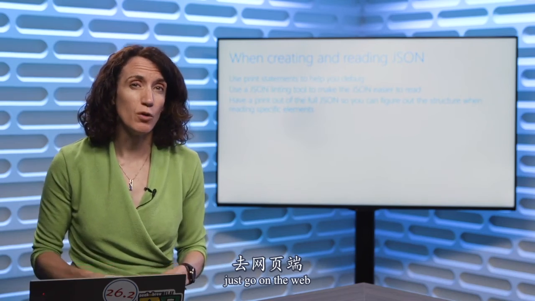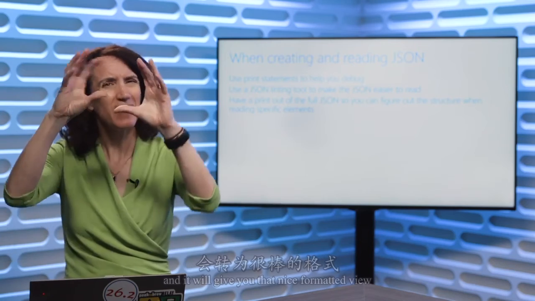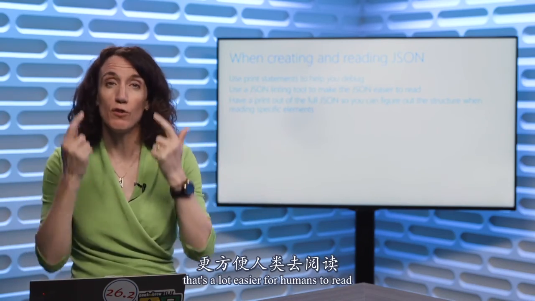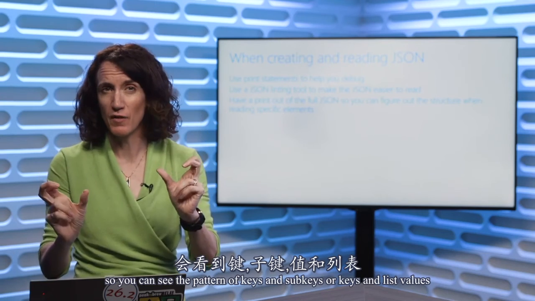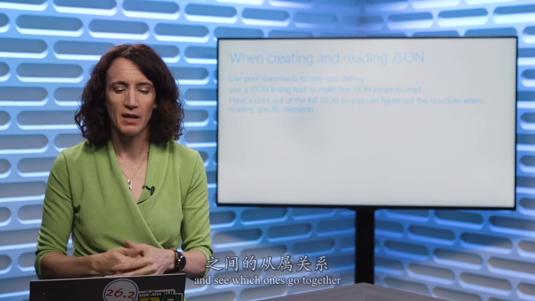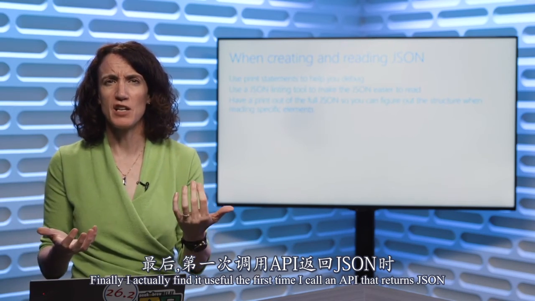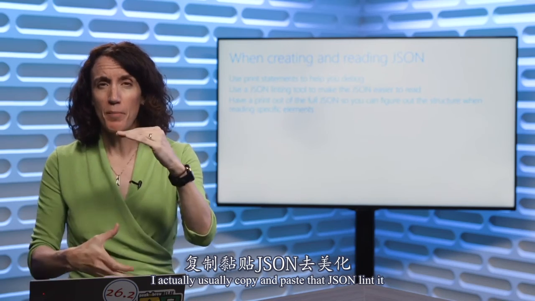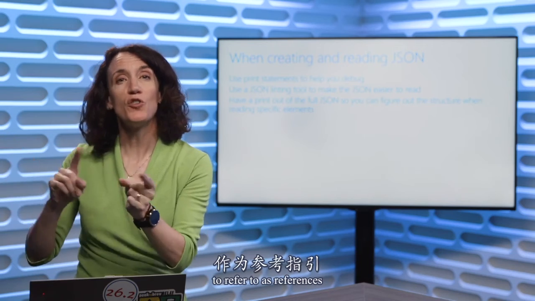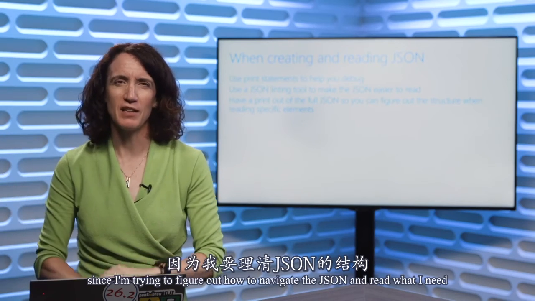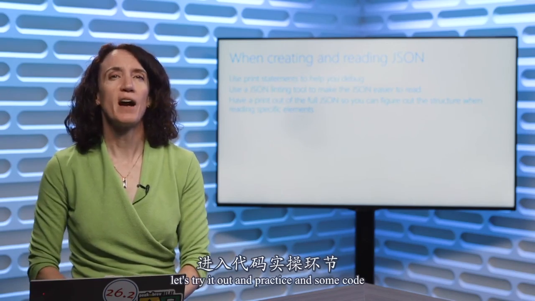Use a JSON linting tool. Just go on the web, search for JSON linter, and then you copy and paste your JSON into it, and it'll give you that nice formatted view, but it's a lot easier for a human to read, so you can see the pattern of keys and subkeys or keys and list values and see which ones go together. And finally, I actually find it useful the first time I call an API that returns JSON, I usually copy and paste that into a JSON linter, and then I keep it in something like a Word document on the side to refer to as a reference as I'm trying to figure out how to navigate the JSON and read what I need. So that's the theory. Let's try it out in practice in some code.